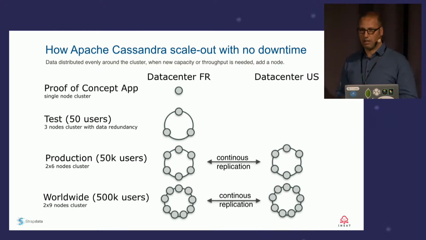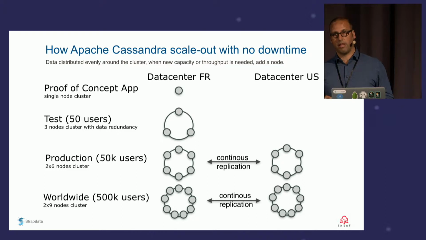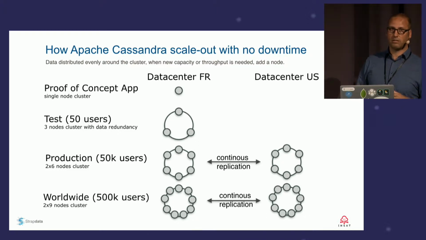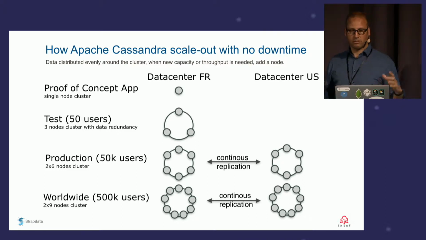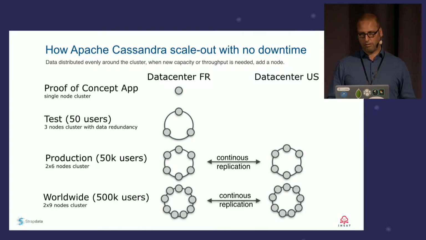Apple is the biggest Cassandra user. They have built a big cluster with more than 1,000 servers. And 2 years ago, they had more than 100,000 servers running Cassandra in production. So it's really, really big.